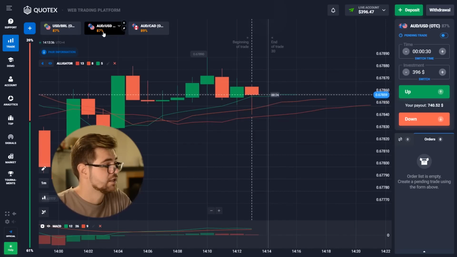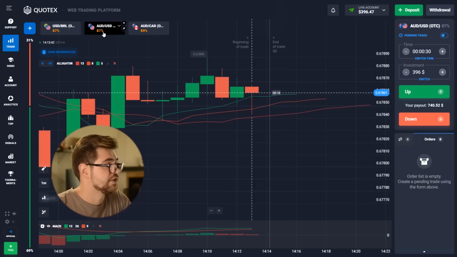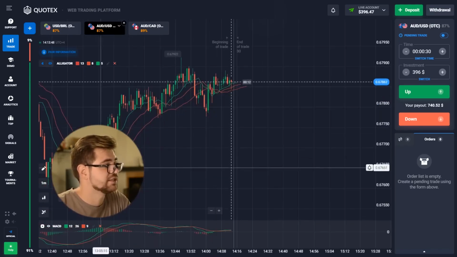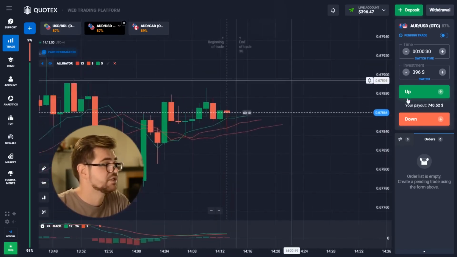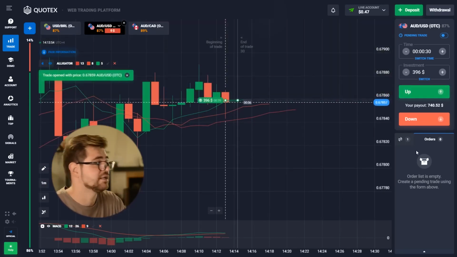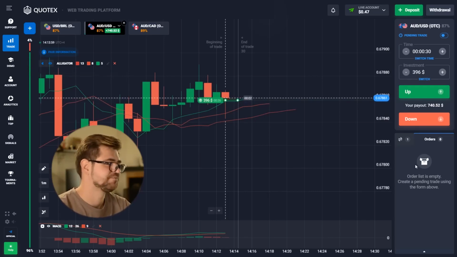So let's check this out here. Okay, so here I'm gonna go with this is our head and shoulders pattern actually. So it started going down, it's gonna go up now. So looking at the head and shoulders, we made a call option here for 30 seconds. So let's see.